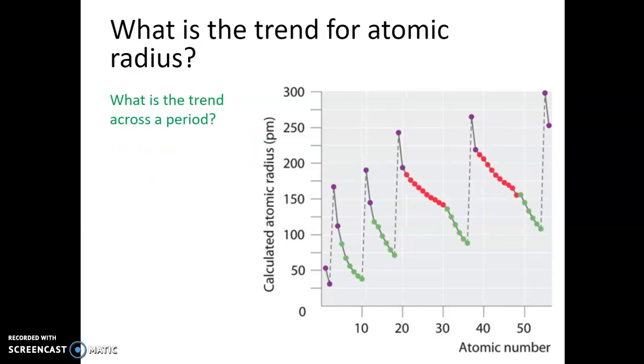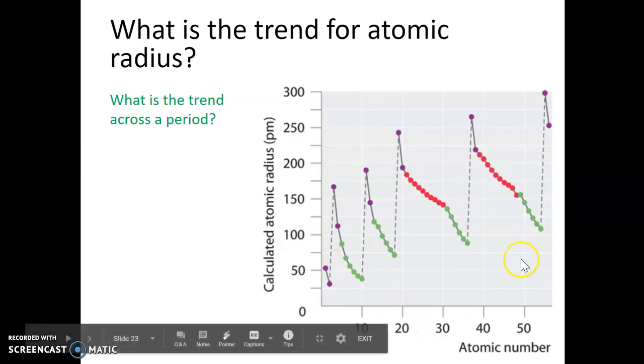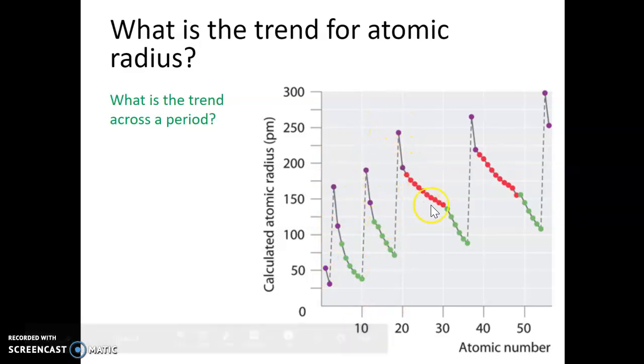What is the trend across a period? So if we think about what that looks like, across a period would be from the top purple dot to the bottom green dot. And we can see that across each period, even our transition metals, we get smaller and smaller and smaller.